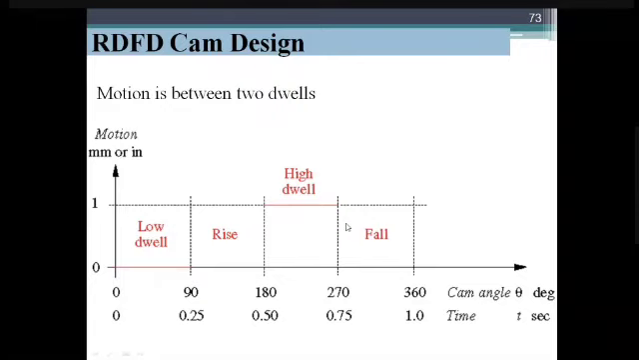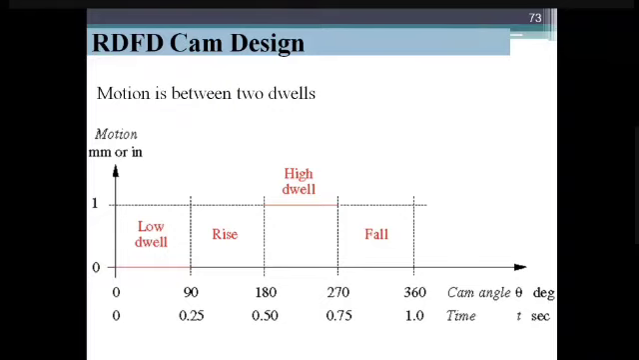Okay. RDFD cam design means rise, dwell, fall, dwell. The motion in between two dwells, how will it be? The x-axis is denoted as the cam angle theta, because it is the cam rotation angle. The y-axis is the follower displacement, generally in mm or inch. So first, 0 to 360 degrees is the total cam angle, and the time is completely 1 second. So 0 to 0.25, 0.25 to 0.5, 0.5 to 0.75, 0.75 to 1.